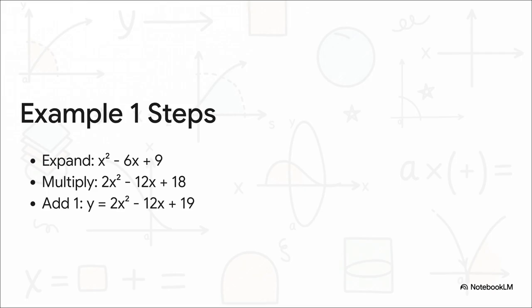Step 2, we multiply everything inside by that 2 waiting out front. That gives us 2x squared minus 12x plus 18. Finally, step 3, we just add that plus 1 on the very end. 18 plus 1 is 19, so our final standard form is y equals 2x squared minus 12x plus 19. It clicks together perfectly, doesn't it?